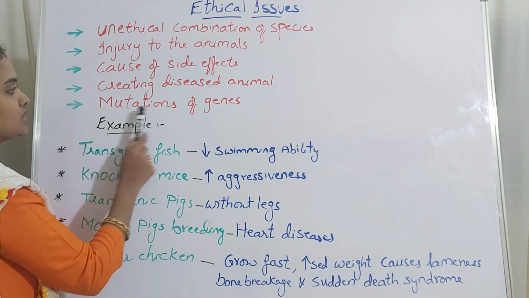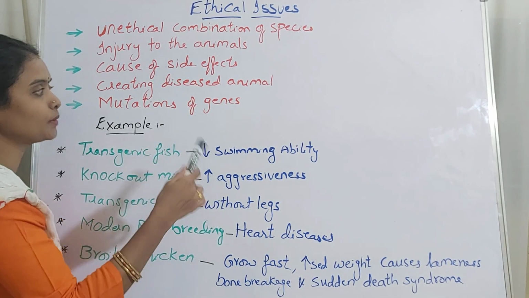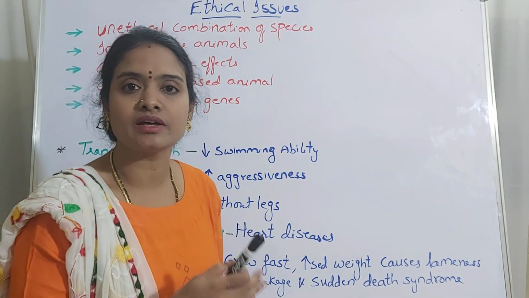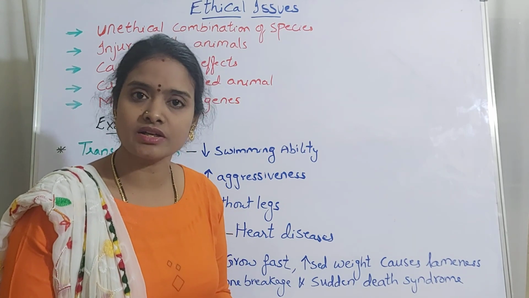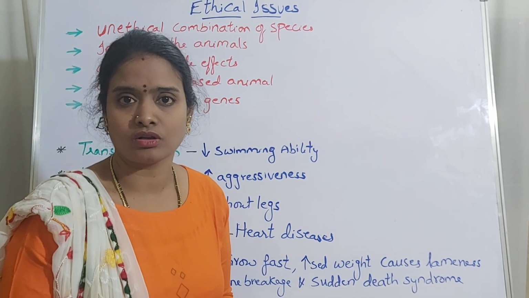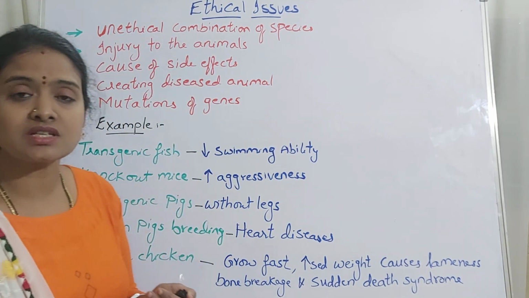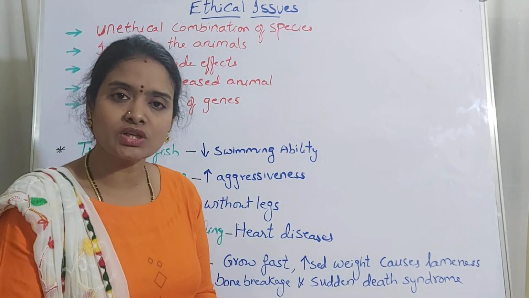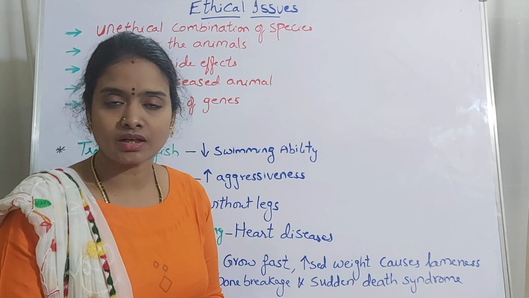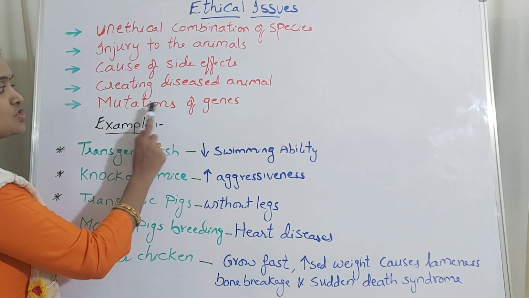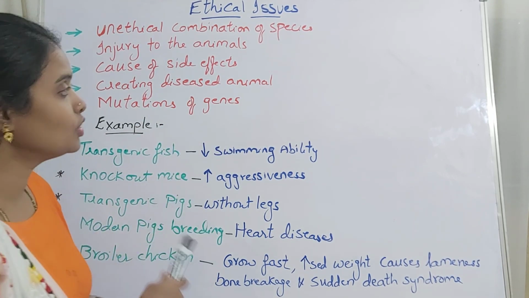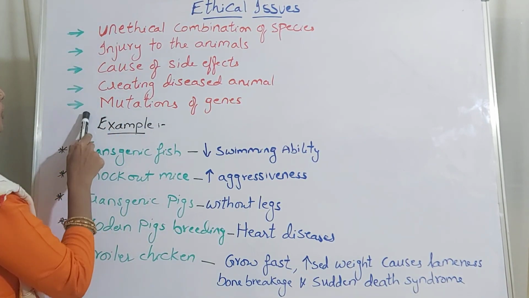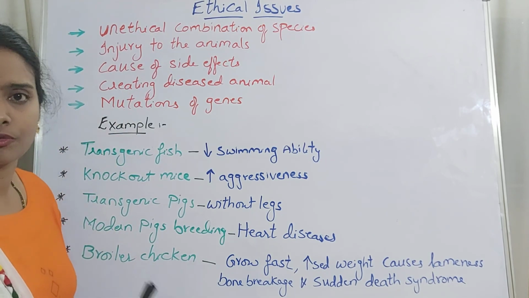Then the next one is mutations of the genes. Here, in order to produce a better variety, you are causing sudden changes in their genes, either by base deletion, base addition, inversion, translocation and so on. Because of this, you are changing its genome, which has to be inherited by the next generations. In these mutations, if there is any mistake or aberration, that aberration may cause new changes, new diseases, or new syndromes. Because of all these drawbacks, these ethical issues have arisen.